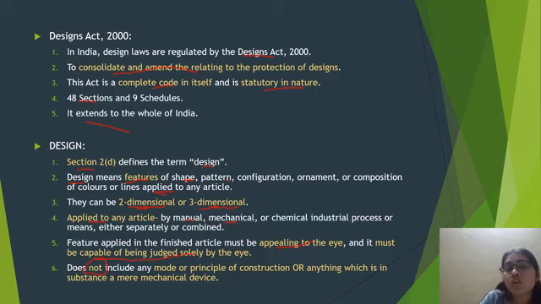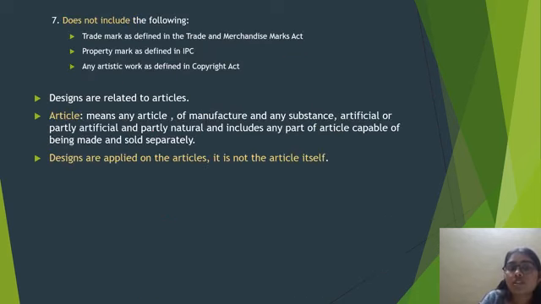It does not include any mode or principle of construction or anything which is in substance a mere mechanical device. It does not include anything or mechanical device which is used to apply these features on an article. It only includes features and not those means or principles of construction or mechanical devices. Now, the next point is that it does not include the following things.